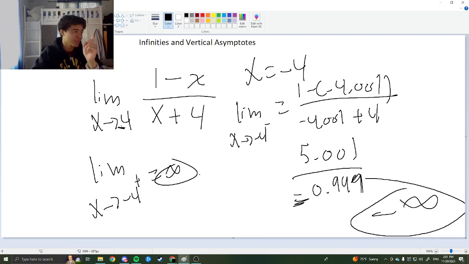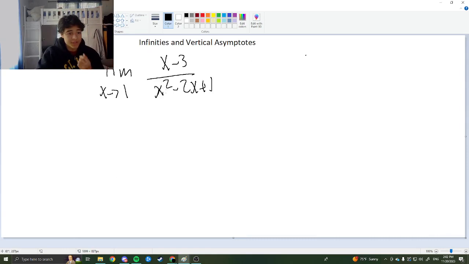We're going to look at one more. For one last example, let's look at this. The limit as x approaches 1 of (x minus 3) over (x squared minus 2x plus 1). So we can't plug in 1 here. It'll be 0.